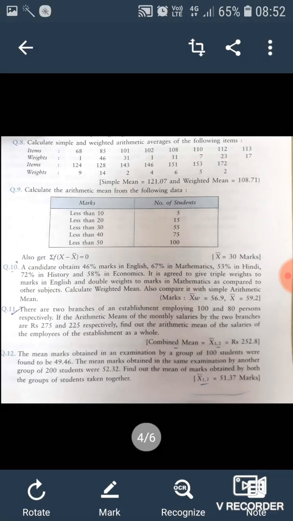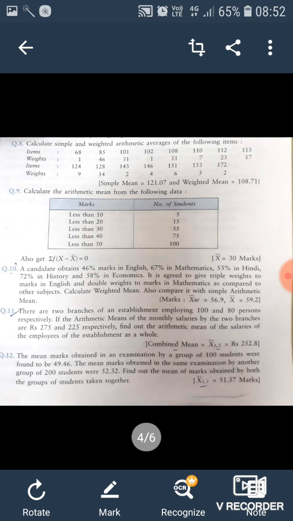Now moving on to question number 12. The mean marks obtained in an examination by a group of 100 students is given. And then the mean marks obtained in the same examination by another group of 200 students is also given. Find out the mean marks obtained by both groups of students. Again you will apply the combined mean method.